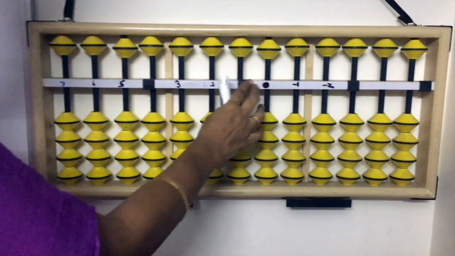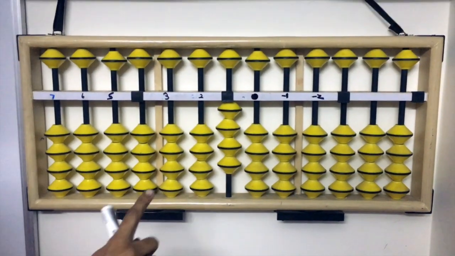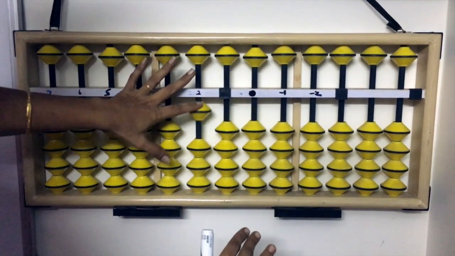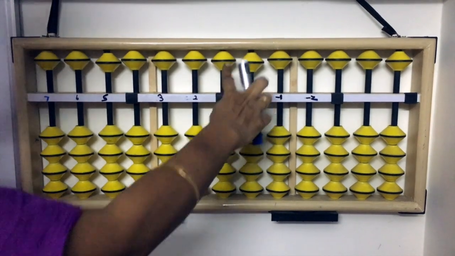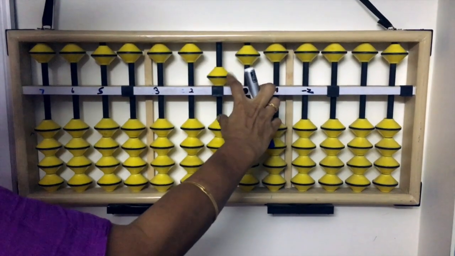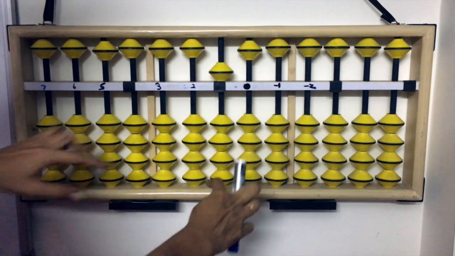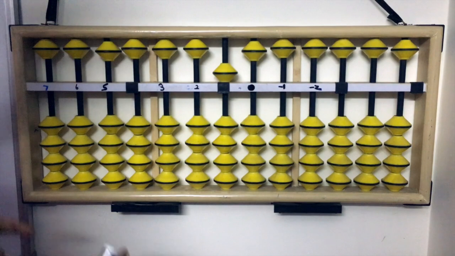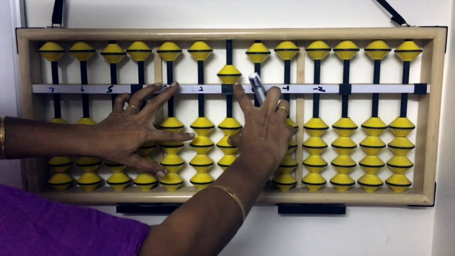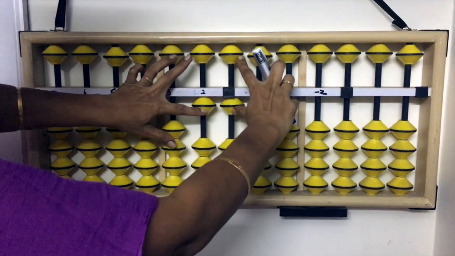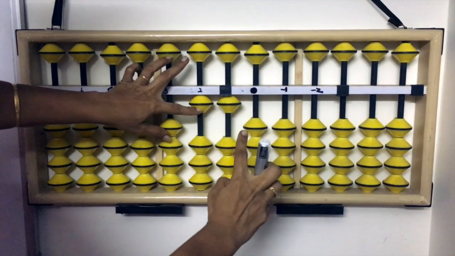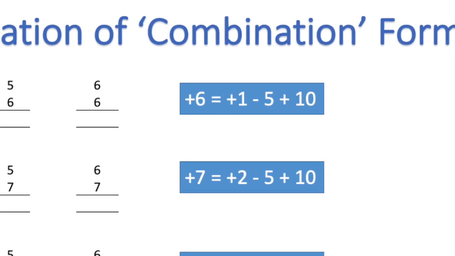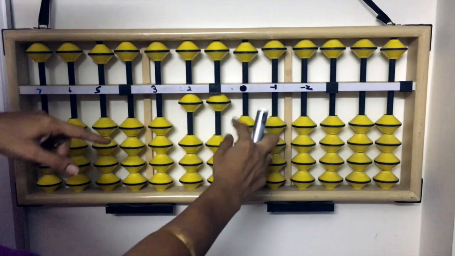See here, if you have 4, to add 6, minus 4 plus 10. This is the big friend formula. If you have 5, to add 6 directly is not possible. Also minus 4 plus 10 is not possible. Here we are going to apply the combination formula, that is, plus 1 minus 5 plus 10. Plus 1 minus 5 is nothing but we have applied the small friend formula. Hope you can understand well.